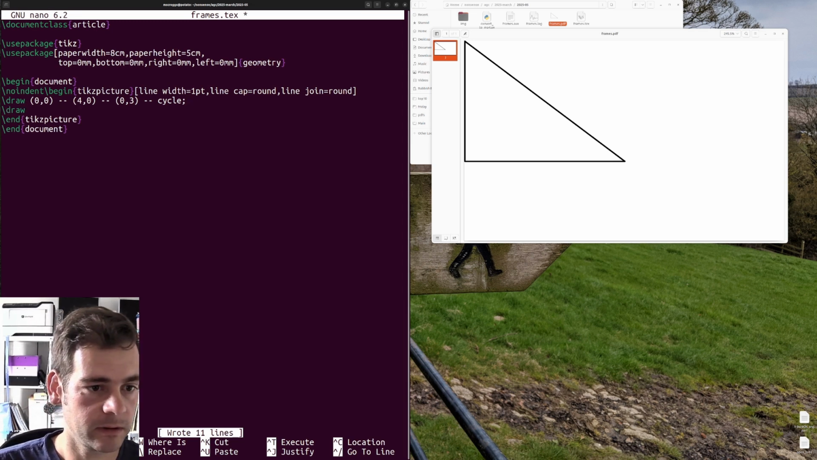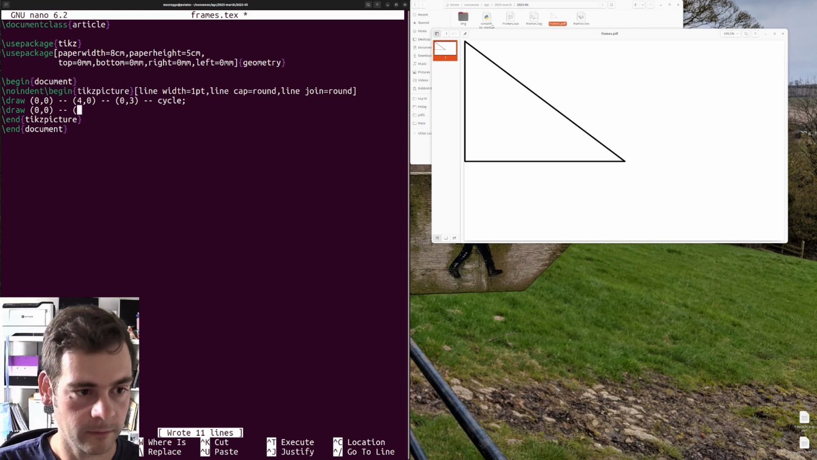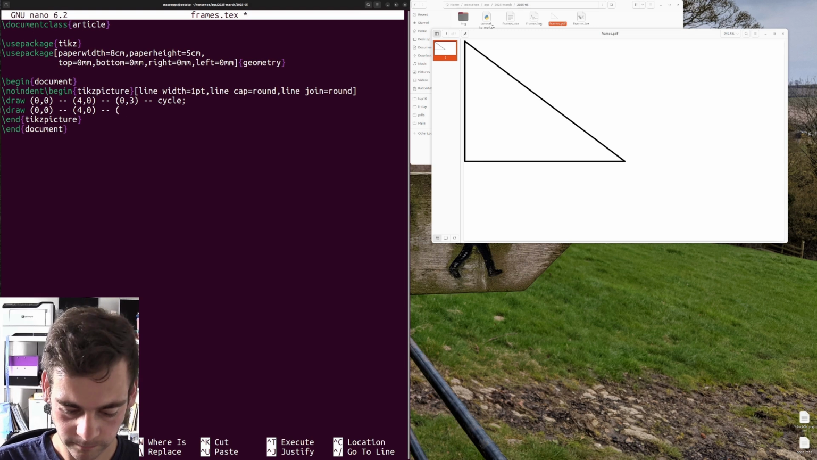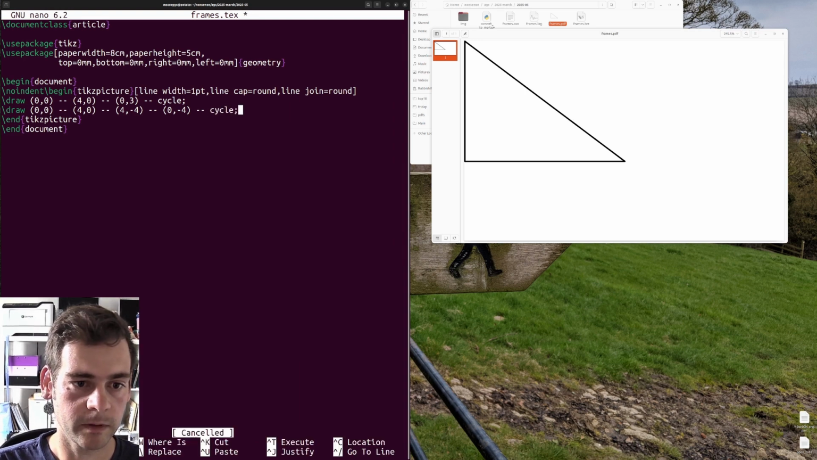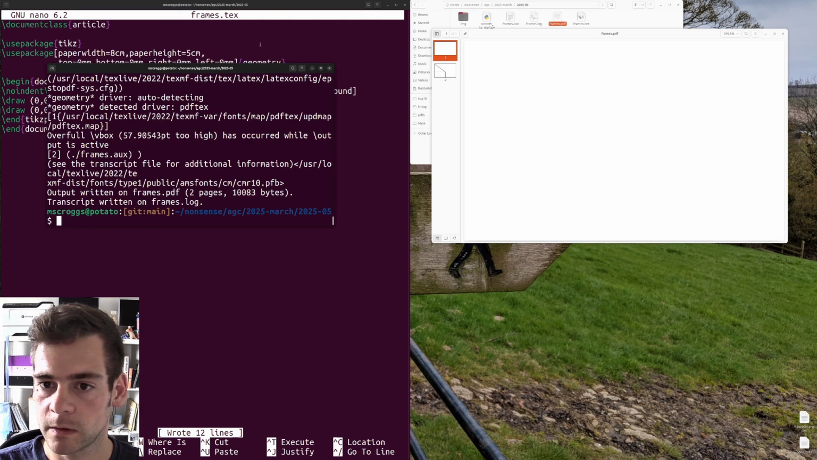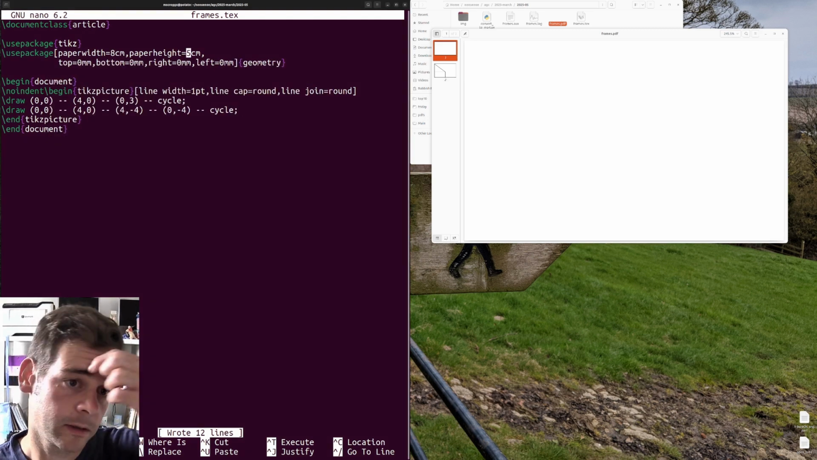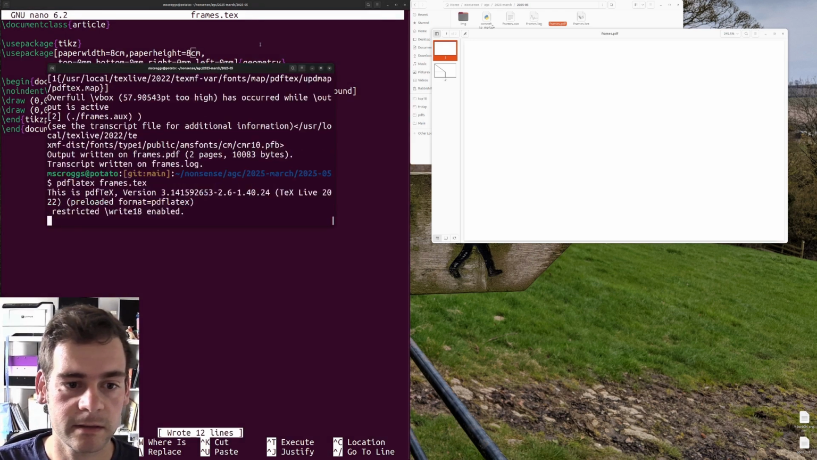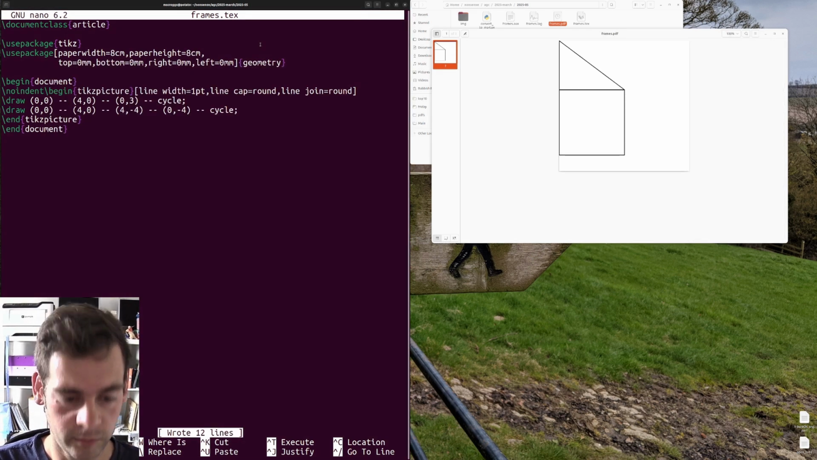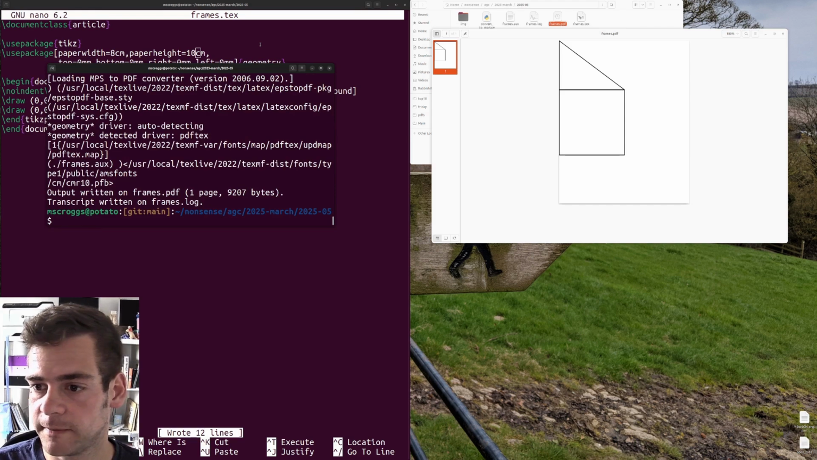So I'm going to start by drawing a right angle triangle and putting a square on each side. So do that by saying 0, 0, 4, 0, 4 minus 4, 0 minus 4. Cycle, we'll put a square at the bottom. We're going to need to make the paper taller to make this work. Paper height 8. Probably needs to be taller than that. Let's try 10.